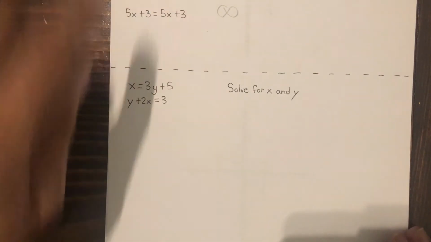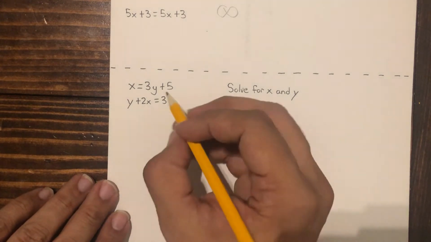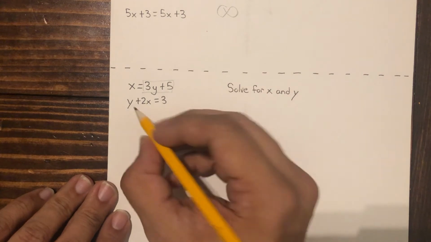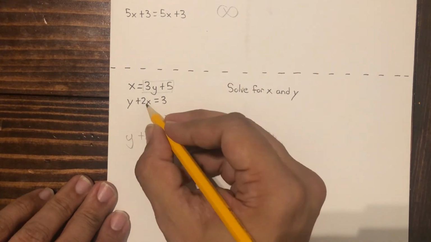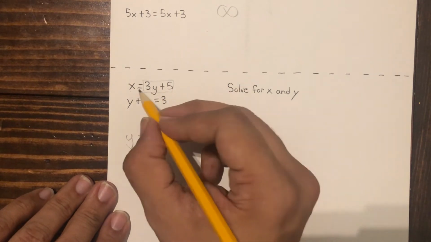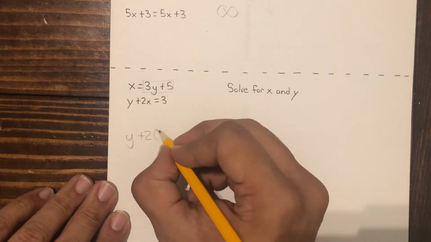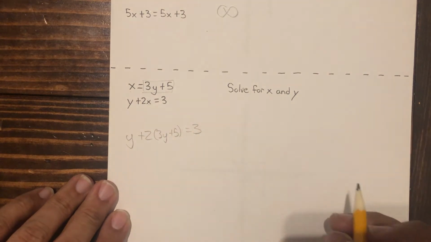Okay? Now here we're going to be solving for this equation right here. We're using substitution. So we're going to substitute x with this formula right here. So this is going to be y plus 2 times, instead of x, I'm replacing with this. It's called substitution. I'm substituting these. So instead of x, I'm going to write 3y plus 5 equals 3.